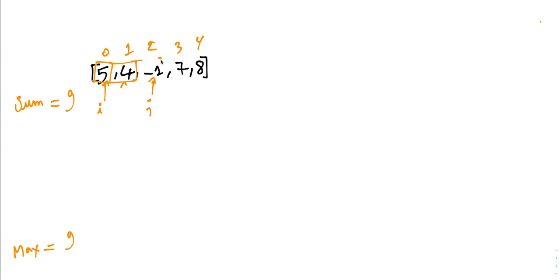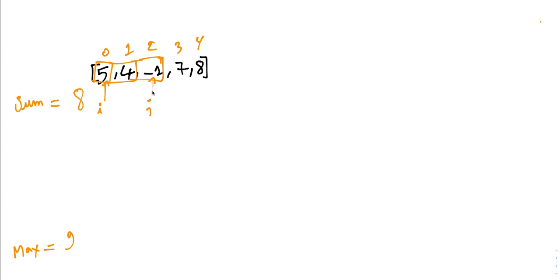And now I have a contiguous subarray with 3 elements. The beginning is 5, the end is -1. And I add the -1 to the sum. It's 8. 8 is not greater than 9. So I keep my 9 here.